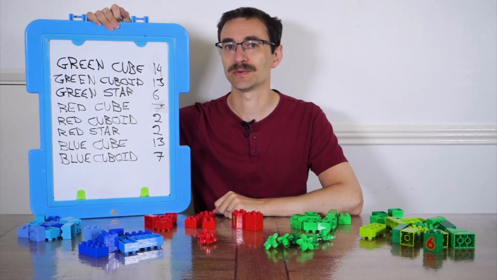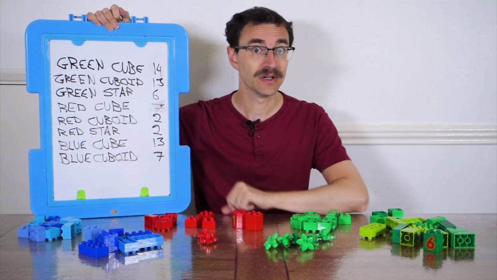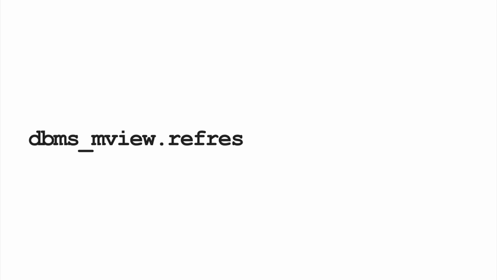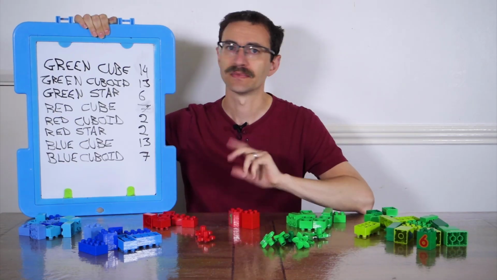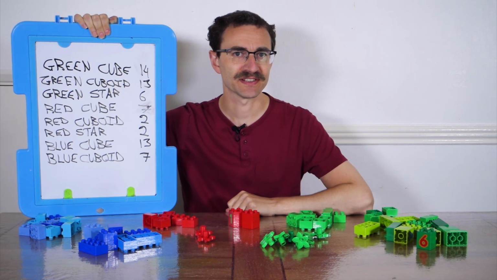To fix this, we need to bring the materialized view up to date. You can do this by calling dbms_mview.refresh. This will then rerun the query in the materialized view and store its results. But this could take a while. After all, the reason you use a materialized view is you have a long-running query that you want to make faster. So, how can we make this process faster?